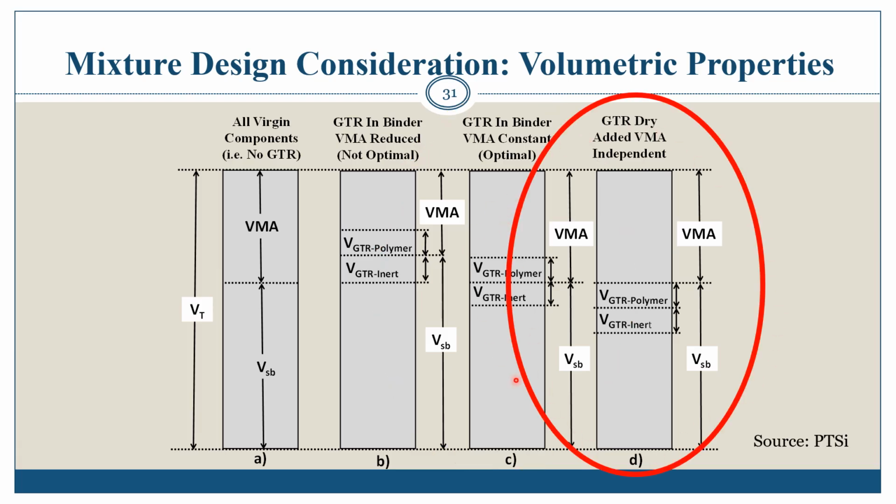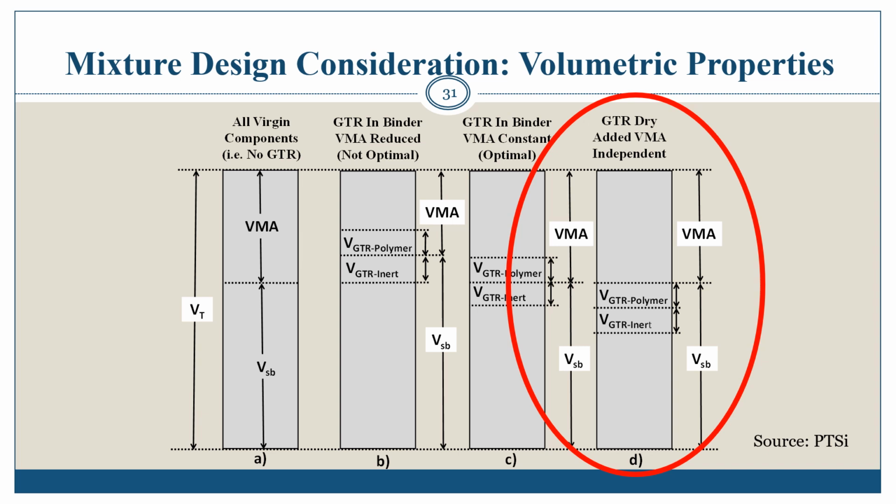Figure D depicts dry added GTR where none of the GTR volume is considered as part of VMA, as the V sub GTR polymer is only modestly activated by the dry addition process.